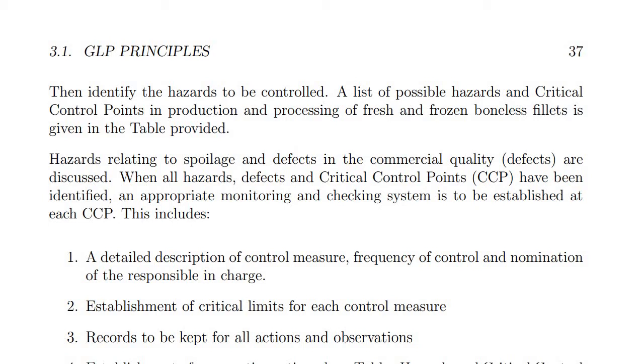Then identify the hazards to be controlled. A list of possible hazards and critical control points in production and processing of frozen boneless fillets is given in the table. Hazards relating to spoilage and defects in the commercial quality are discussed, so that spoilage, contamination and defects do not occur and commercial quality is maintained.